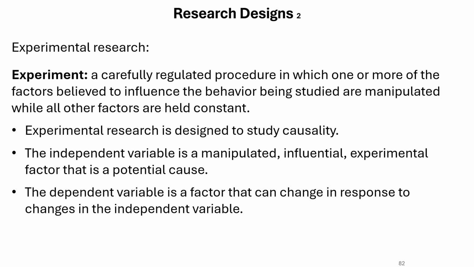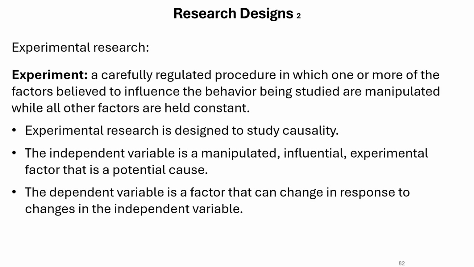Experimental research is a carefully regulated procedure where one or more of the factors believed to influence the behavior being studied is manipulated, while all the other factors are held constant. Experimental research is designed to study causality. So that's causation, right? We're trying to figure out what's going on, what's actually causing the thing.